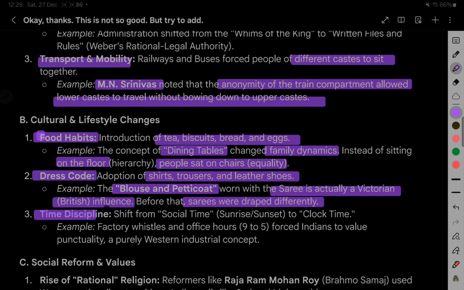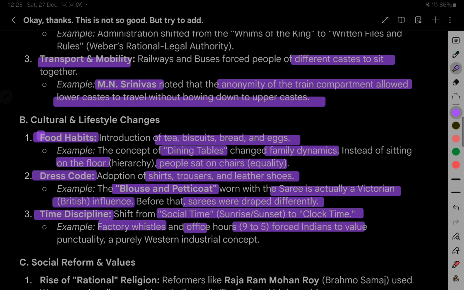Time discipline, a shift from social time, sunrise and sunset, to clock time. Example: factory whistles and office hours, 9 to 5, forced Indians to value punctuality, a purely Western industrial concept.